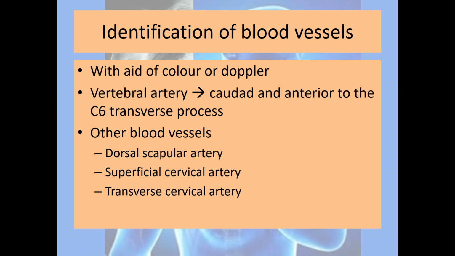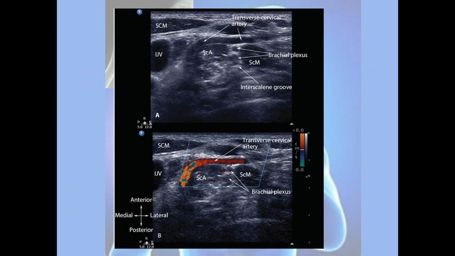The other thing you need to be careful of is blood vessels. Usually there are a lot of arteries that traverse at this level, some of them being the dorsal scapular artery, superficial cervical artery, and transverse cervical artery. So this is an ultrasound view of the interscalene groove. This is the interscalene groove, the scalene muscles with the roots of the brachial plexus. However, there is the transverse cervical artery superficial to it. So this will make the block difficult.